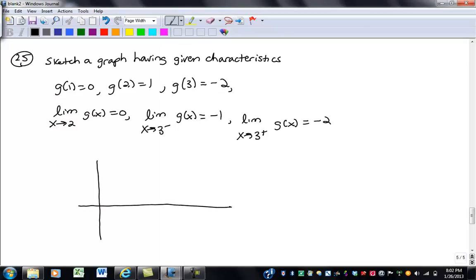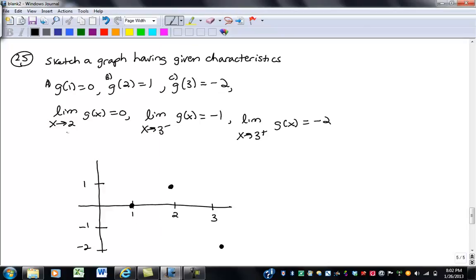That's x equals 1, x equals 2, and x equals 3. And I know the y values of these points. At 1, the y value is 0. At 2, the y value is 1. And at 3, the y value is negative 2. So I put in my 3 y values, A, B, and C. Now I have some limits.